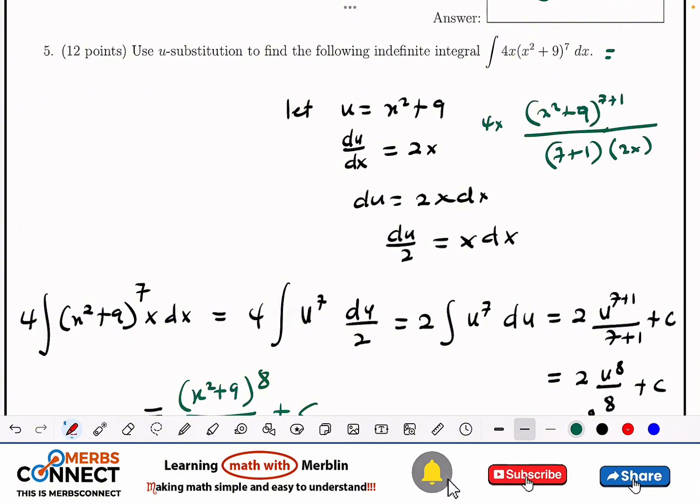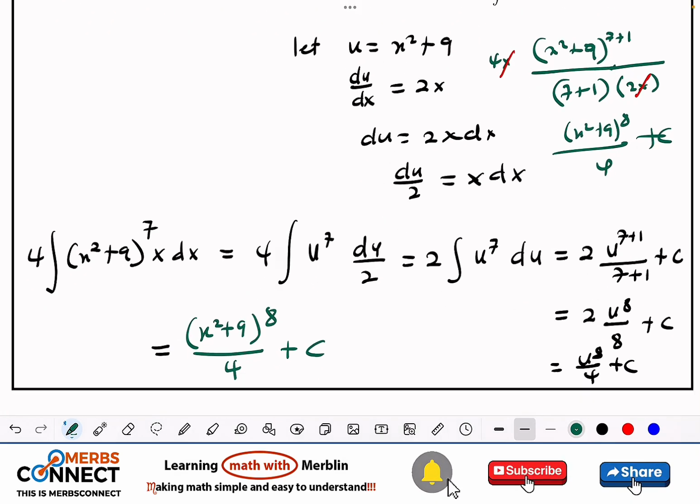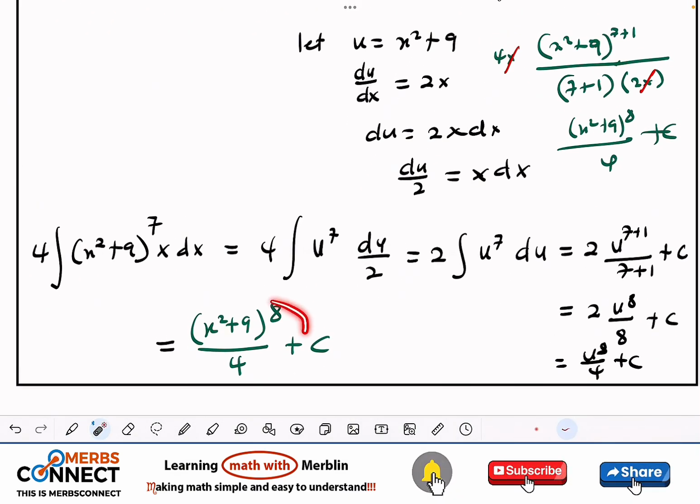So what happens? I'm doing magic. x will cancel x, right? So what is going to be left? It's going to be left with 4 times x squared plus 9 to the power 8. Down here will be 8 times 2. Now 2 times 8 is going to give us 16. And when I cancel, this one is going to be 4, and this one is going to be 1. I add my plus c. That's what is here. Can you see that?